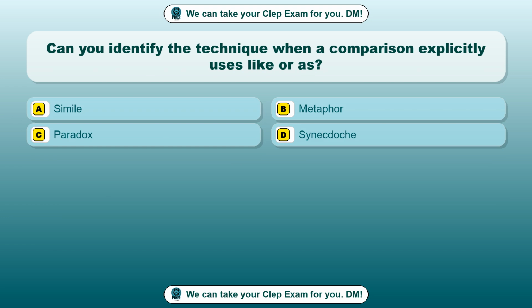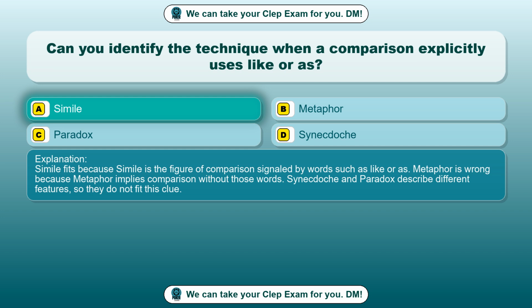Question 4. Can you identify the technique when a comparison explicitly uses like or as? Option A, simile. Option B, metaphor. Option C, paradox. Option D, synecdoche. The correct answer is option A, simile. Simile fits because simile is the figure of comparison signaled by words such as like or as. Metaphor is wrong because metaphor implies comparison without those words. Synecdoche and paradox describe different features, so they do not fit this clue.